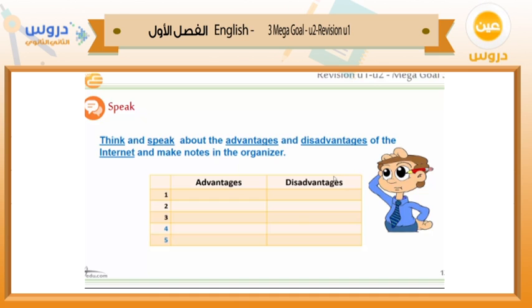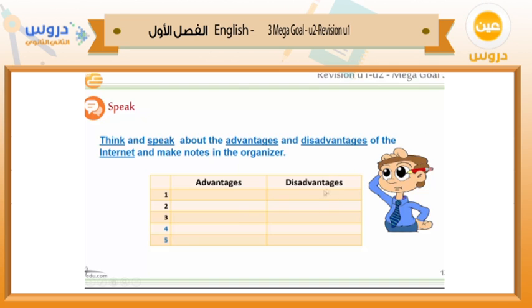Also, you can say that the internet makes learning easier, that you can get information easier, or you can study easier. Also, finding friends. In addition to finding friends, the internet makes access to information very easy and fast. Also, there's shopping. You can shop using the internet.